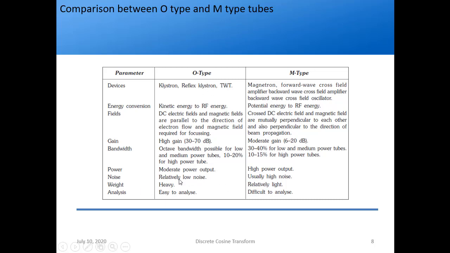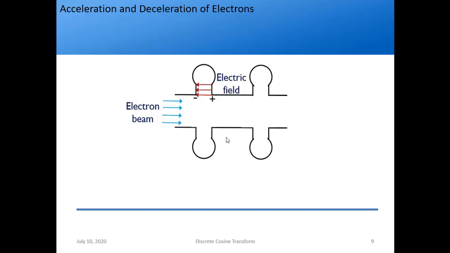The O-type tubes are bulky. Why they are bulky is because they usually require an external magnetic field to operate, and these are relatively light, which are M-type tubes. So analysis is, these are easy to analyze and these are difficult to analyze. Okay, so you can expect this question as a 5 marks compulsory question. So we have seen this.